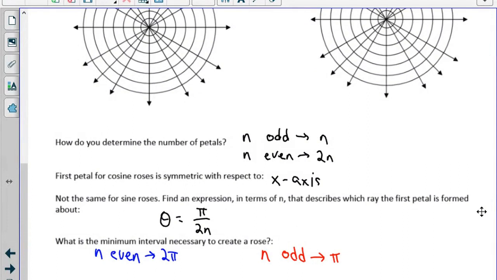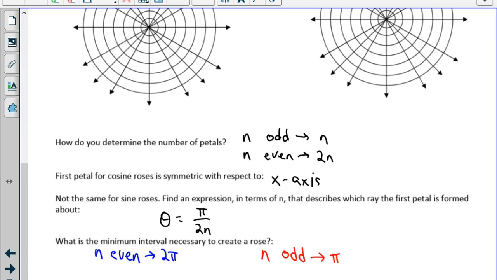The number of petals: if n is odd, we have n petals. If n is even, we have 2n petals. If n is odd, we only need to go an interval of pi in order to go all the way around. But if n is even, we need 2 pi as our interval. Cosine roses are symmetric to the x-axis, the first petal anyway. And then the first petal for sine roses is given by theta equals pi over 2n.